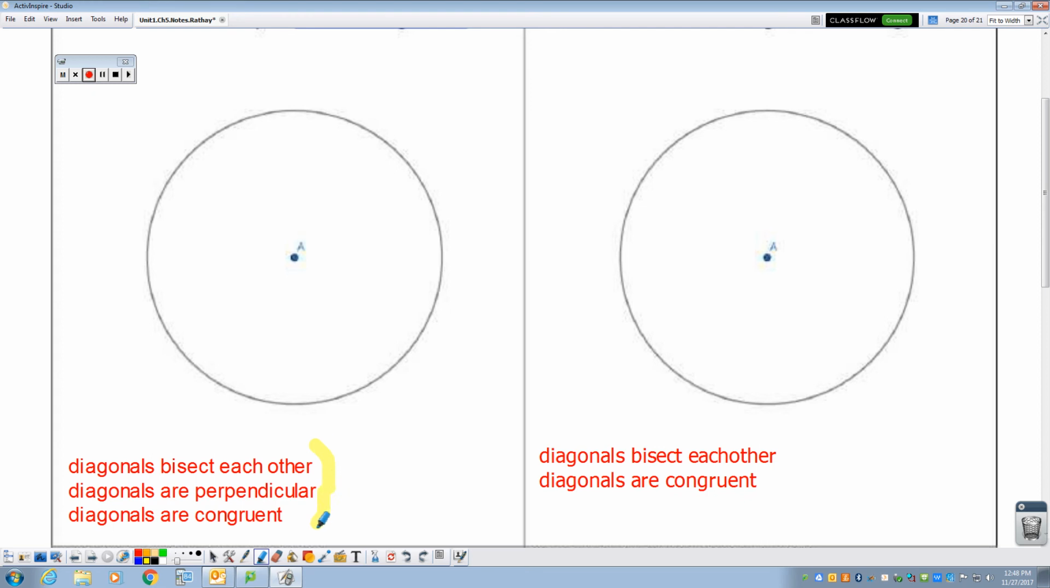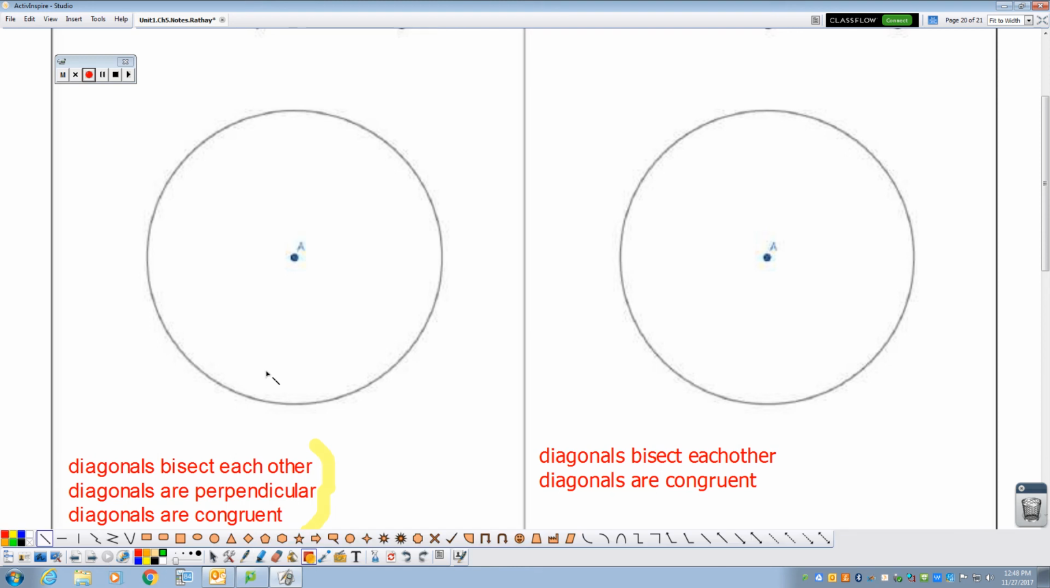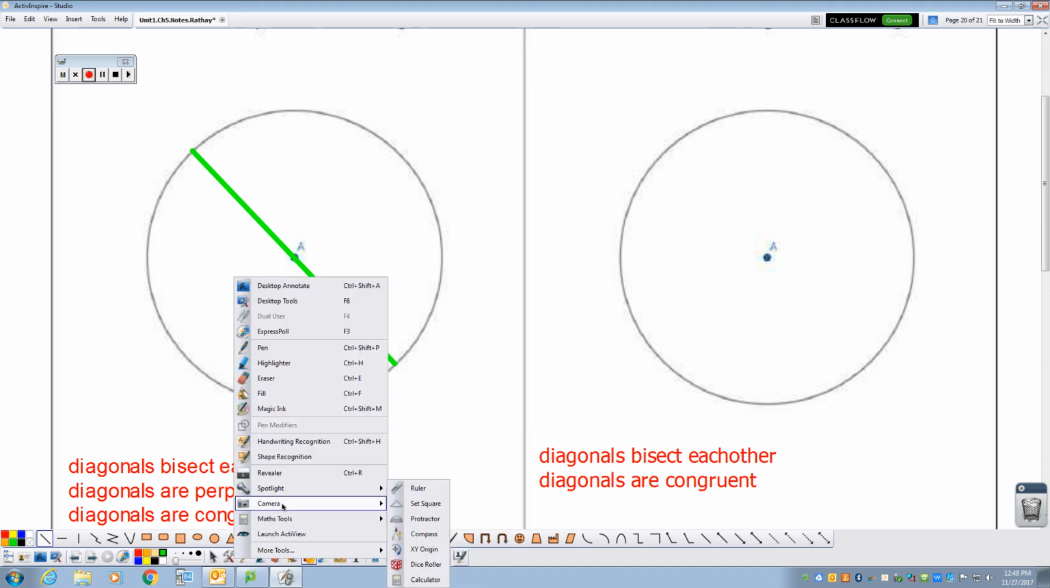We need our diagonals to bisect each other. They have to be perpendicular and they have to be congruent. So I'm going to start by drawing a diagonal to this square. If this is a diagonal to the square, I need another segment that is congruent to it. Well, all other diameters are congruent, so that's easy. It has to be perpendicular to this and it has to bisect it. So we need to construct the perpendicular bisector of that segment.